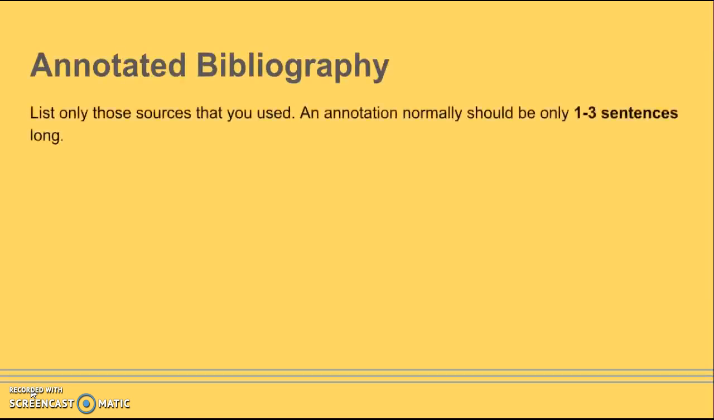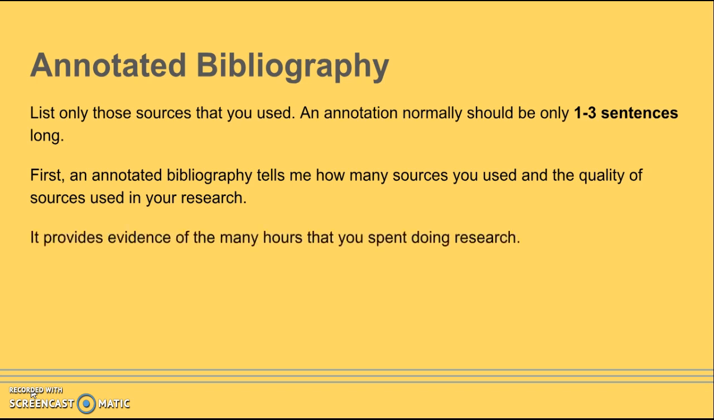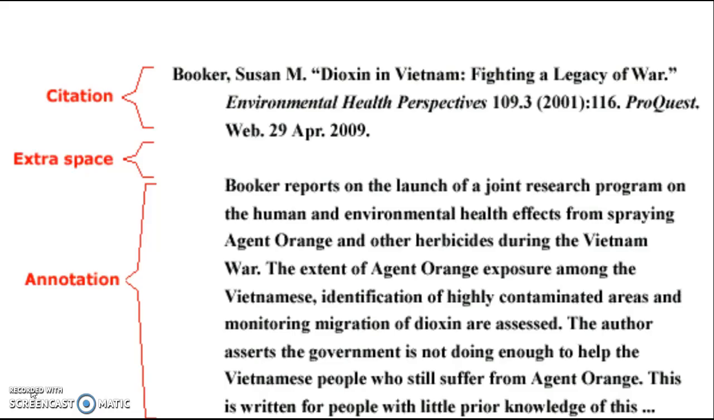List only those sources that you used. An annotation normally should be only 1 to 3 sentences long. It's not very long. First, an annotated bibliography tells me how many sources you used and the quality of the sources used in your research. It provides evidence of the many hours that you spent doing research. And lastly, it tells me how you used your sources and why they were valuable to understanding your topic, and that's really what I like to see. It basically shows me the scope and depth of your research.